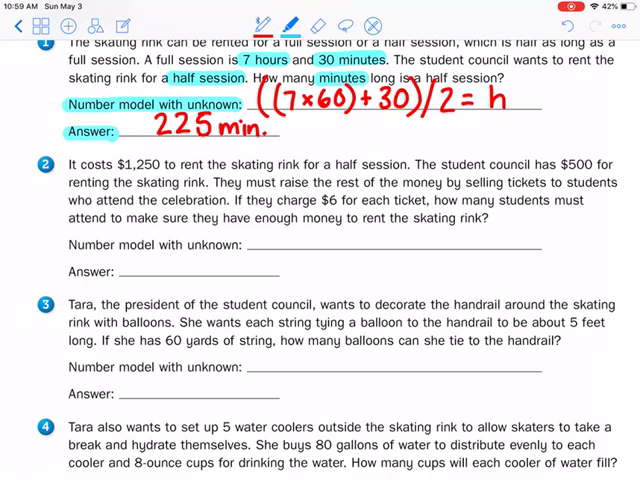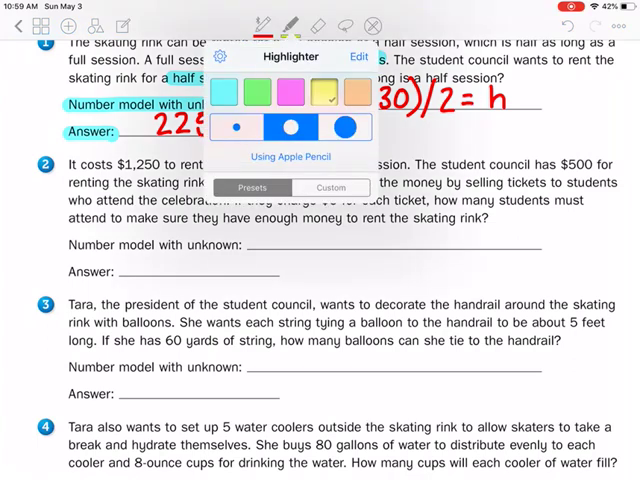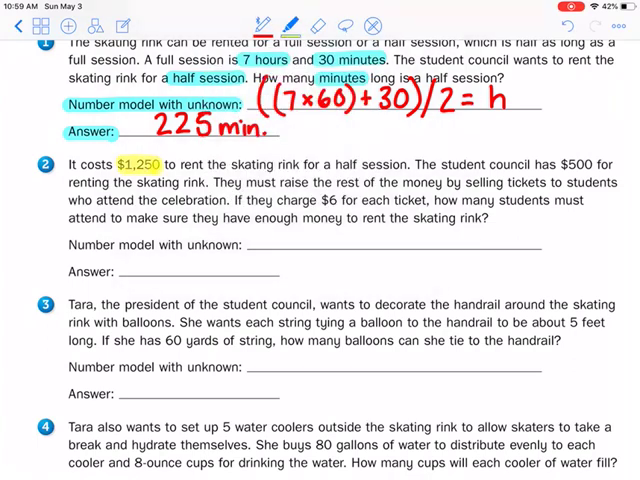So these word problems are going to be tough if you don't take the time to understand what they are asking you. So let's look at it again. It costs $1,250 to rent the skating rink for the half session, which is what they want. Student council already has $500, but they have to raise the rest of the money, right? Because $500 is not enough to pay for that half session. So they're going to do that by selling tickets to the students who attend. If they charge $6 for each ticket, how many students must attend to make sure they have enough money?